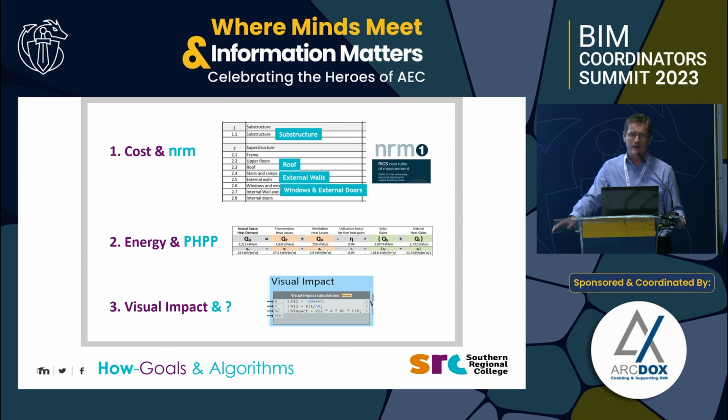So the three aspects that we looked at were the cost, and we used the new rules of measurement to calculate up the algorithms in the software, and we mapped it directly to the RIBA stage 2 reports and stage 1 report cost structure on the live project. We used the Passive House calculations for the energy cost, the PHPP software, and then we deliberately chose visual impact because it's really the unmeasurable.